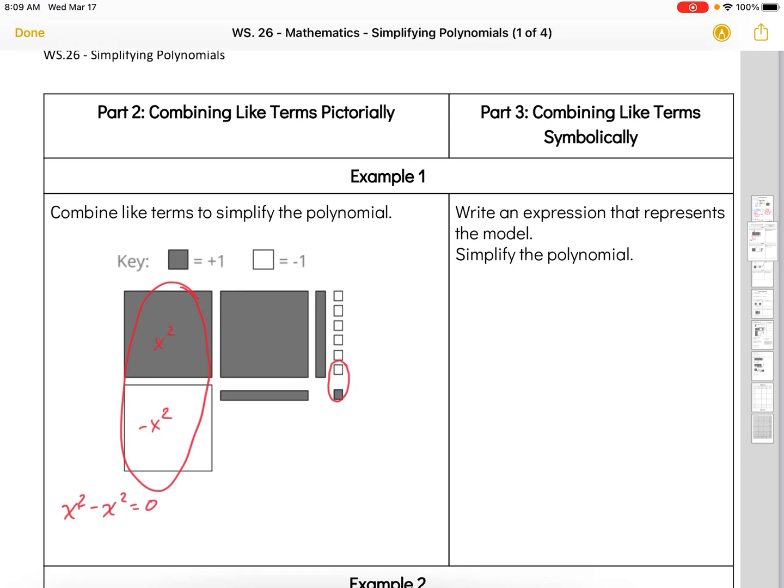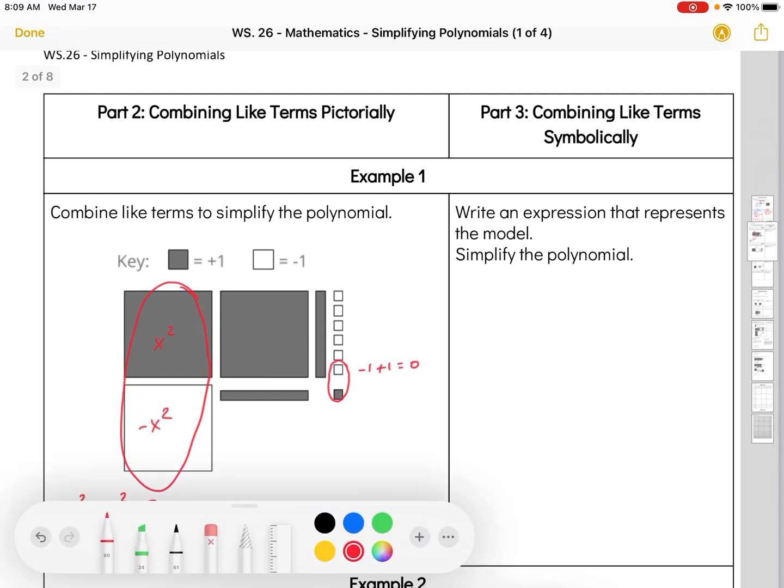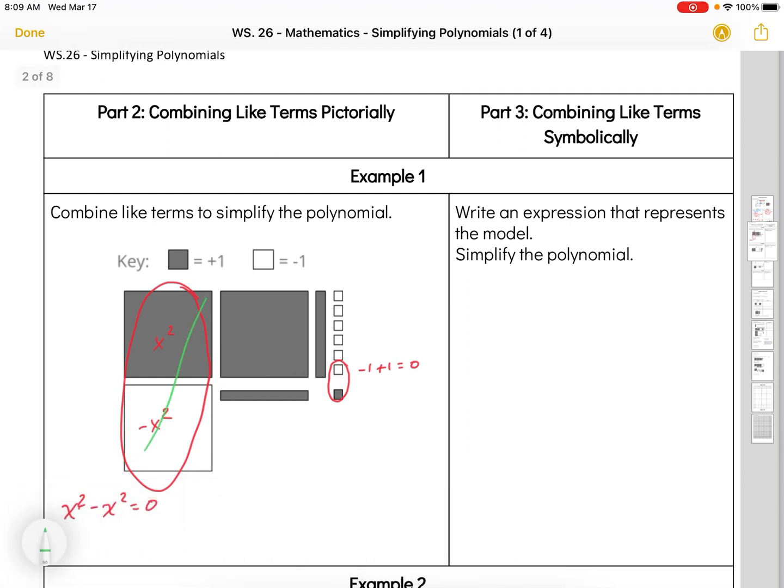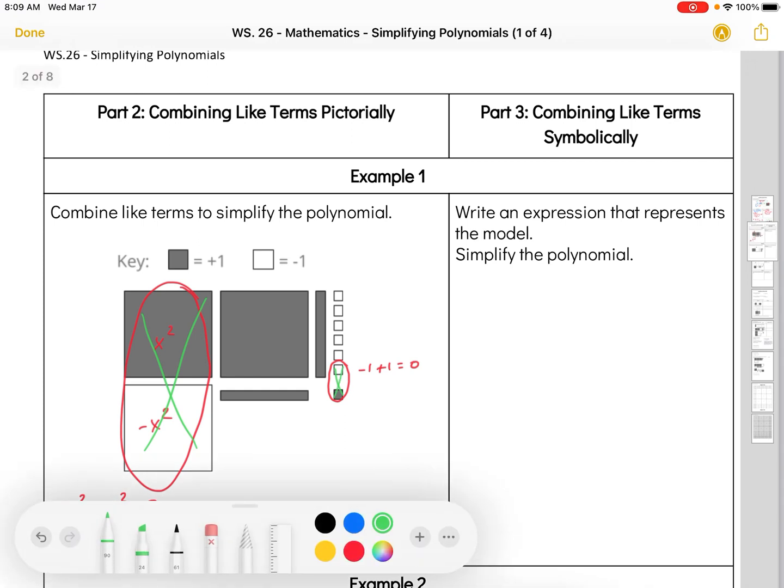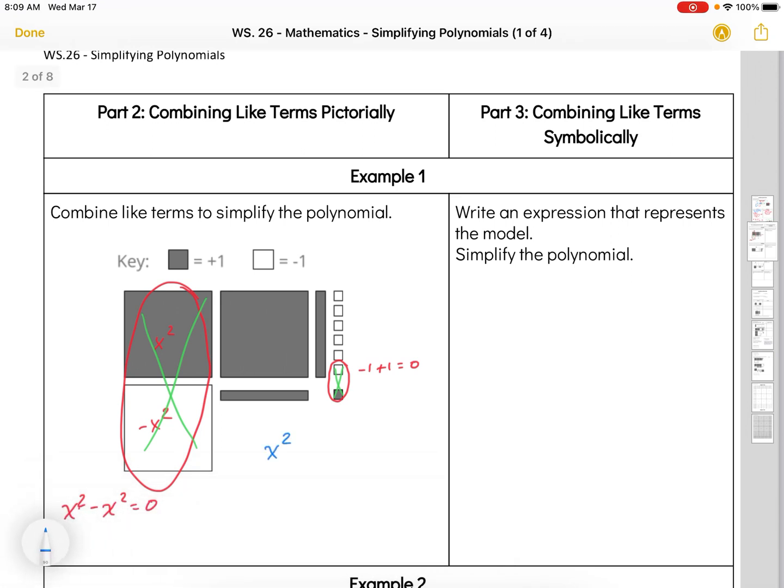And here I can match these two out. These are just numbers. So if I have a negative 1 plus a 1, it also equals 0. So they cancel each other out. So then what I have left is the remainder of the expression. So here I have an x squared, I have two x's, and I have negative 1, 2, 3, 4, 5. And that would be my solution.